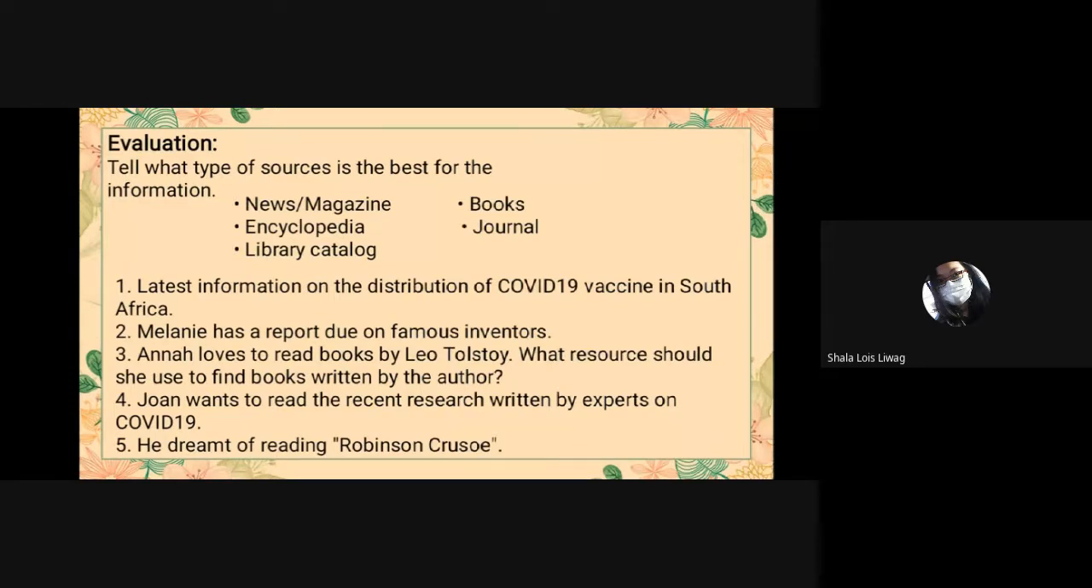Trixie, very good. Number three, Anna loves to read books by Tolstoy. What resources should she use to find books written by the author? Yes, Rose. Okay, correct. Number four, Joanne wants to read the recent research written by experts on COVID-19. That's correct. And number five, he dreamed of reading Robinson Crusoe. Okay, correct. Okay, class, thank you for your participation.